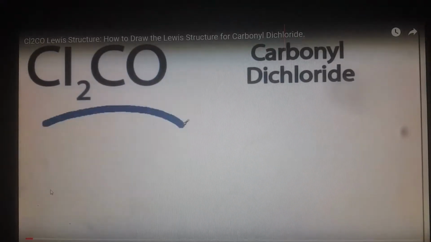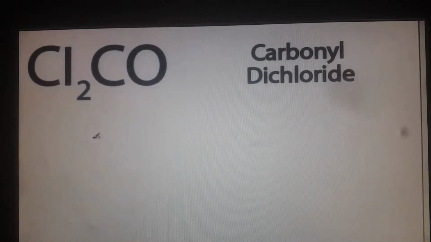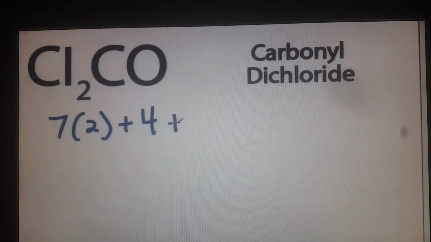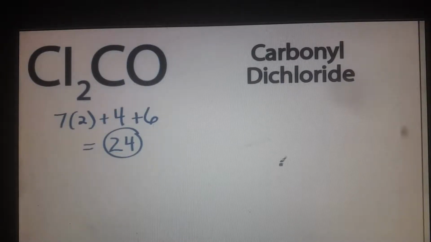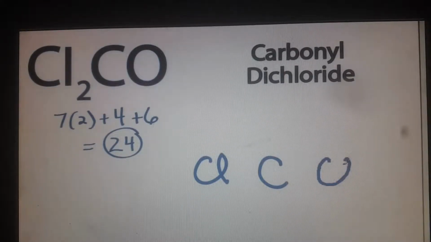This is the Cl2CO Lewis structure, carbonyl dichloride. For Cl2CO, we have 7 valence electrons for chlorine. We have 2 chlorines plus 4 for carbon and 6 for oxygen for a total of 24 valence electrons. Carbon is the least electronegative. We'll put that in the center. Let's put the chlorines on either side, and then we can put the oxygen on top here.